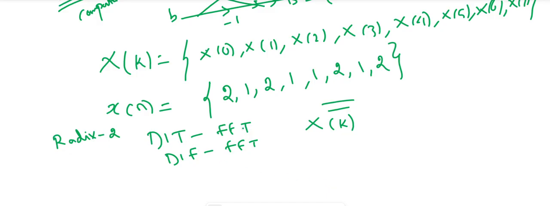The difference is that for decimation in time the input should be in bit reversal order and the output will be in natural order. For decimation in frequency, the input is in natural order and the output will be in bit reversal order. So while writing X of k, the sequence should be X of 0 to X of 7. So you can practice this problem for both decimation in time and decimation in frequency FFT. Thank you.